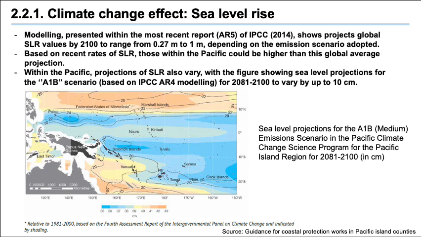Within the Pacific, projections of sea level rise also vary, with the figure showing sea level rise projection for the A1B scenario for 2081 to 2100 to vary by up to 10 centimeters.